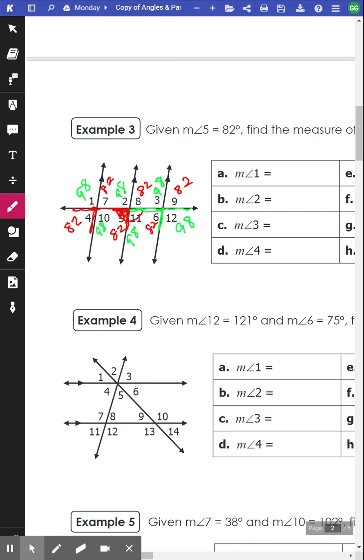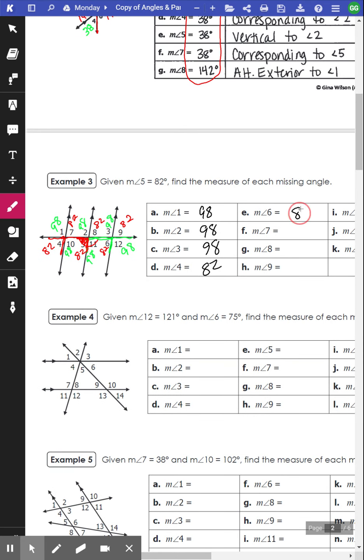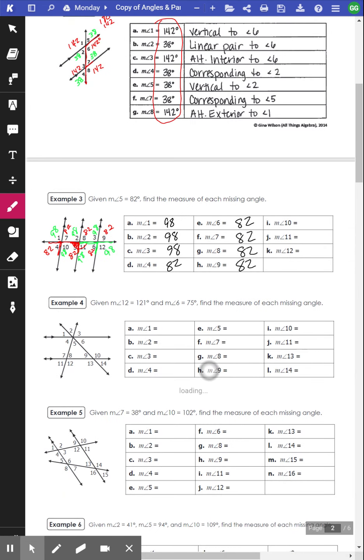Now we just fill in. Angle 1, 98. Angle 2, 98. Angle 3, 98. Angle 4, 82. Angle 6, 82. Angle 7, 82. Angle 8, 82. Angle 9, 82. Angle 10, 98. Angle 11, 98. And then angle 12, 98.